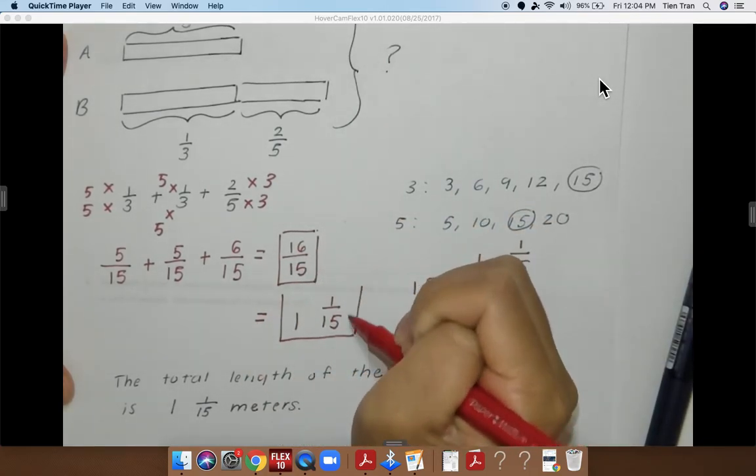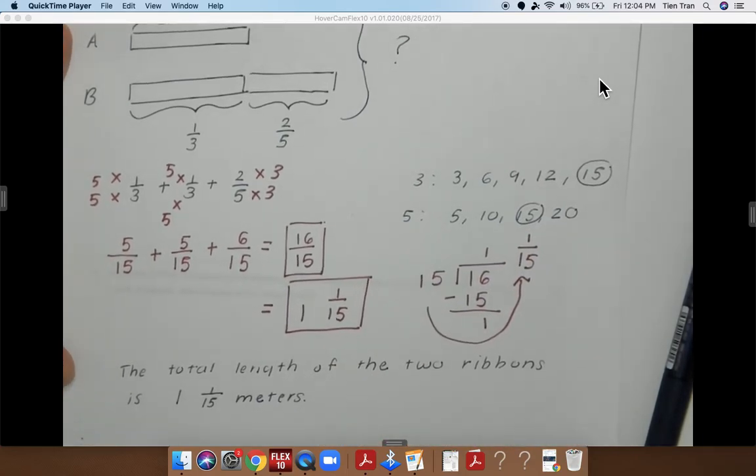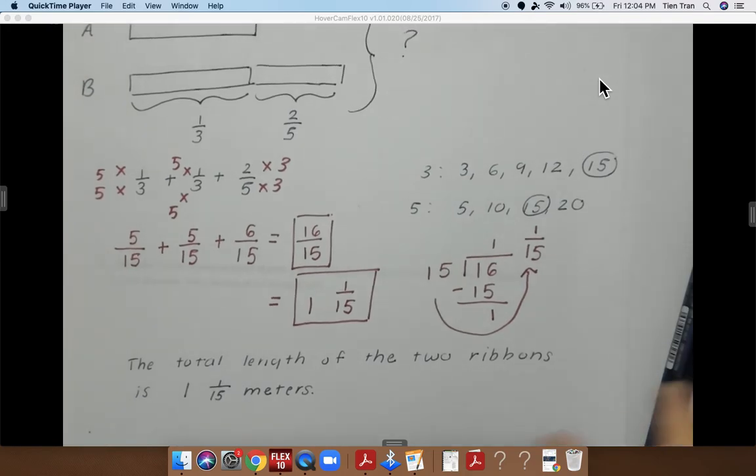So you might see on your test 1 and 1/15, or you might see 16/15. Make sure you know how to do both. So the total length of the 2 ribbons is going to equal 1 and 1/15 meter.